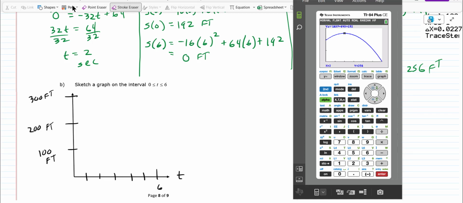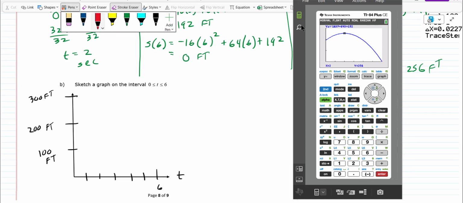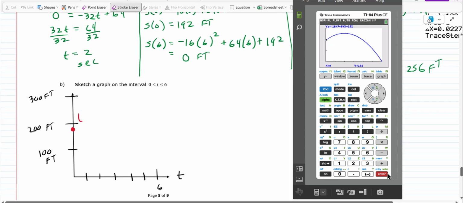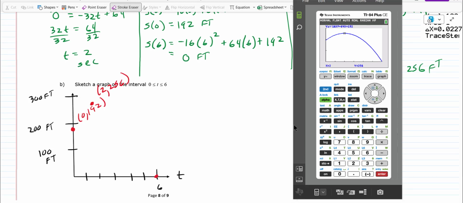And then really all I'm going to do on this is just get some points on here, okay? So if you start at 0, if you trace at 0, you're going to notice that that's 192. And in the beginning of the problem, it said that was the initial height. So I'm just going to estimate that, maybe label that point. Okay, then we set at 2. When we trace at 2, we get 256. So I'll just kind of put that up there. And then finally, when we got to 6, we were back to 0. Okay, so then from there, you can just kind of sketch it in like that. That's how that goes. Okay, all right.